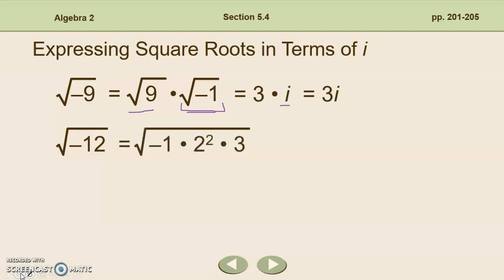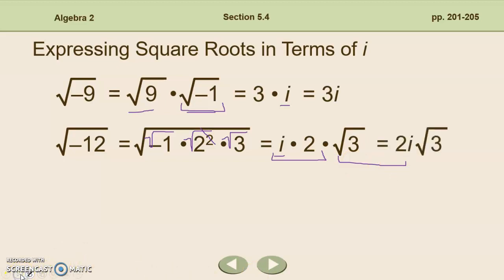So the first step is to factor the radicand into its prime factors, and we end up with negative 1, 2 squared, and 3. We can separate each of these into their own little radicals here. The square root of negative 1 is i. The square root of 2 squared is 2. And the square root of 3 cannot be simplified without a calculator. Then, just like before, we multiply anything outside the radical and anything that's inside the radical. So we're left with 2 times i, or 2i, times the square root of 3. We can also read that as 2i root 3.